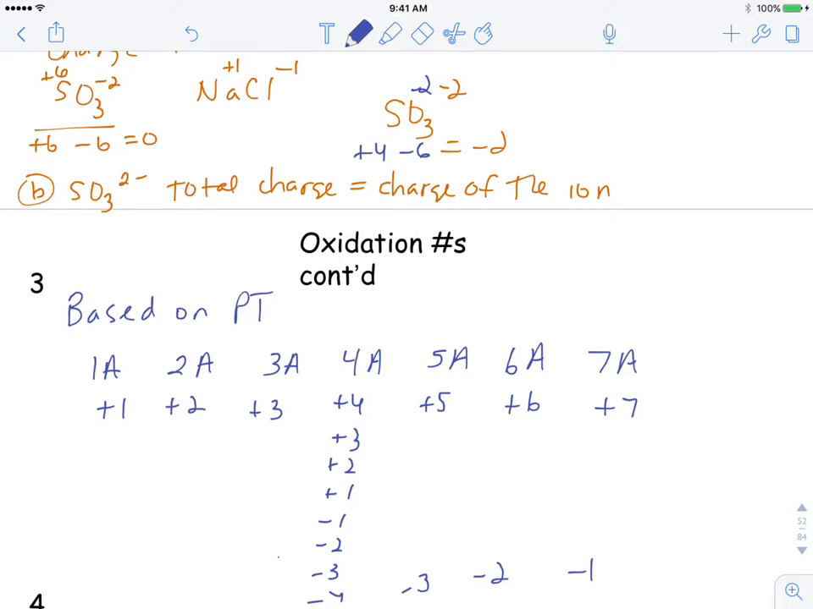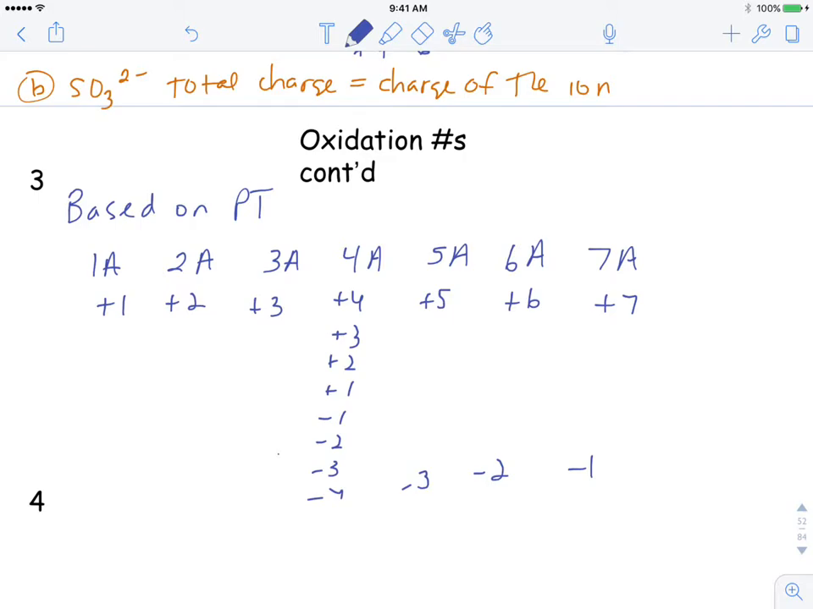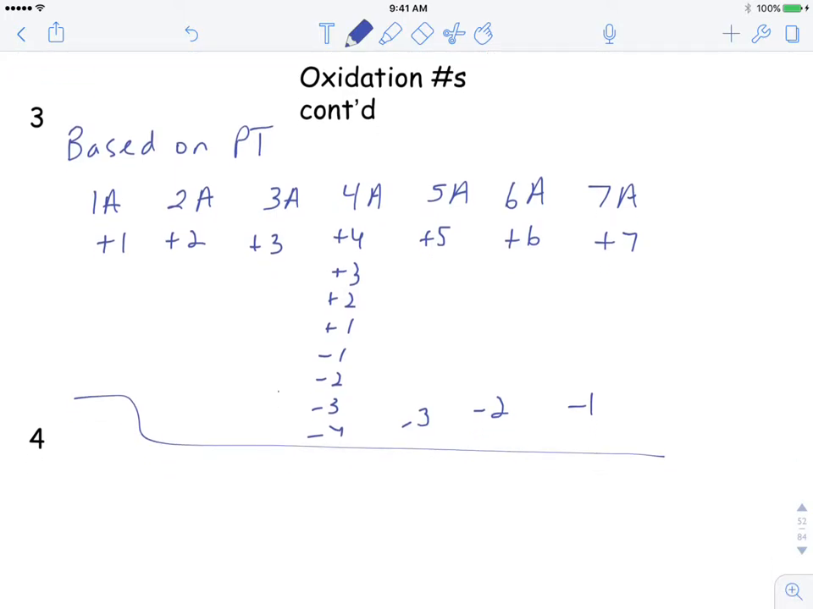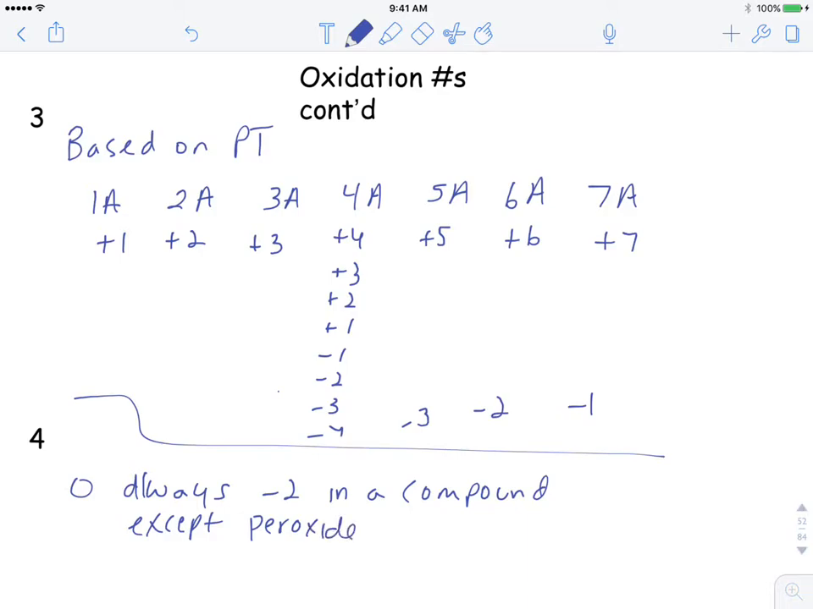Now, there are a few exceptions here that will make oxidation numbers a lot easier to assign when you have a compound. And one of them is the oxygen rule. So oxygen is always -2 in a compound, except when it's in a peroxide. The peroxide, oxygen's actually O2 2-, which means oxygen is really -1.